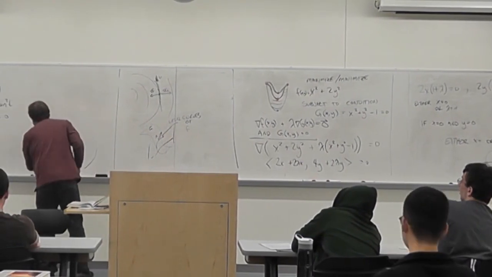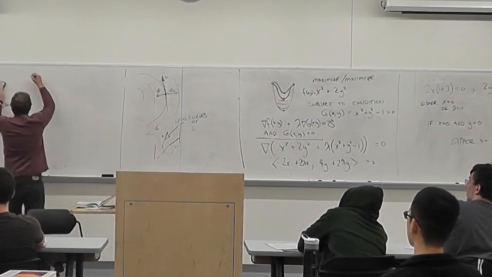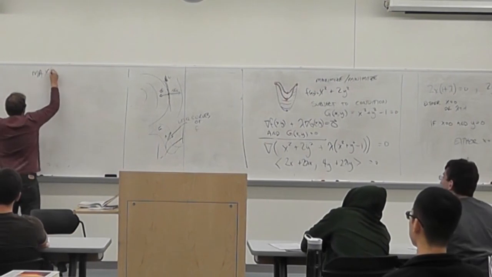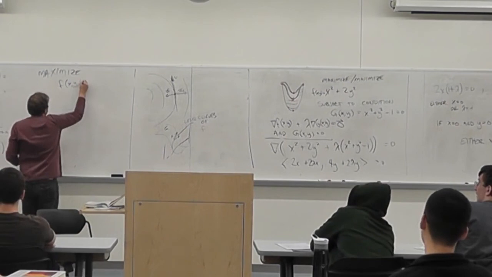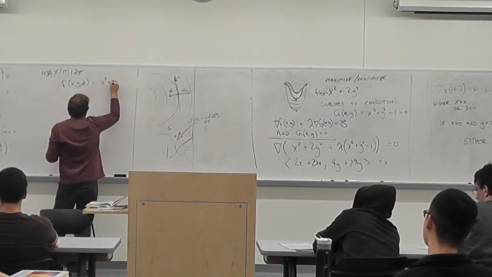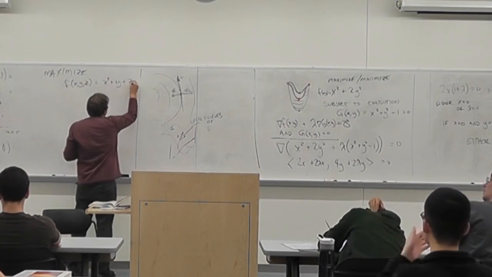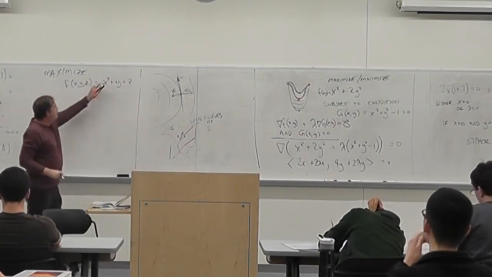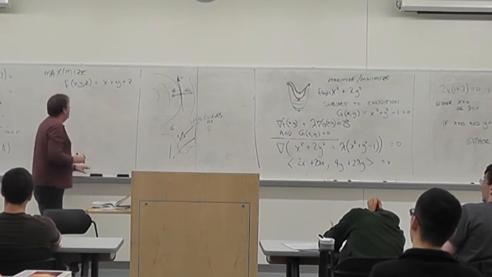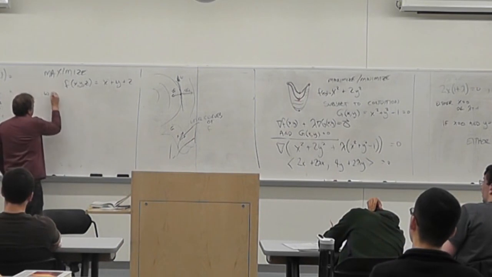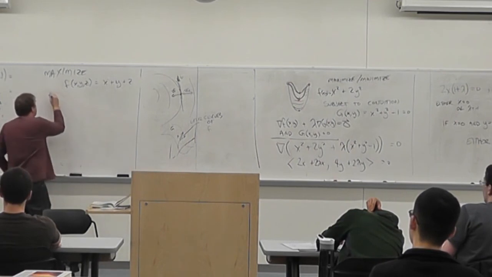So let's suppose I want to maximize something simple. Say I want to maximize f of x, y, z equals x plus y plus z. So I want to maximize the sum of, not squared, just the sum of x, y, and z, subject to, so this is along the intersection.